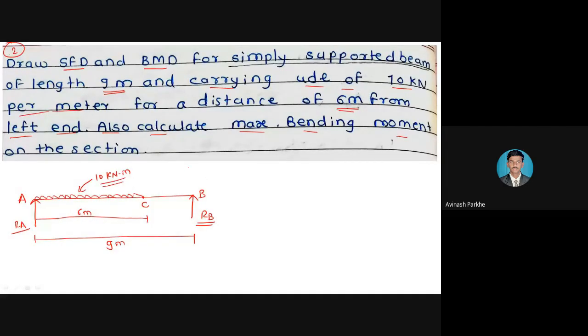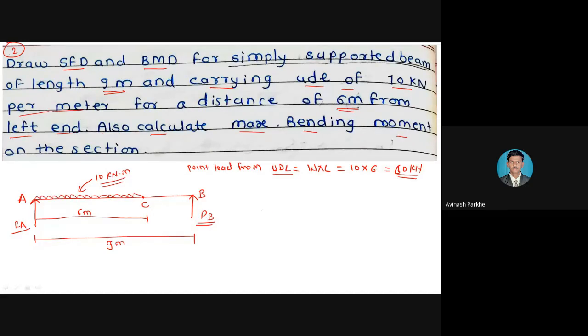So we have the formula: point load from UDL is equal to W into length. W means 10. Length of the UDL, how much length is given? Only 6 meter. That is 60 kilonewton. That means whatever the value of the UDL and whatever the span of UDL is given, by using the formula, W is 10 kilonewton per meter, length is 6 meter, 10 into 6 is 60.